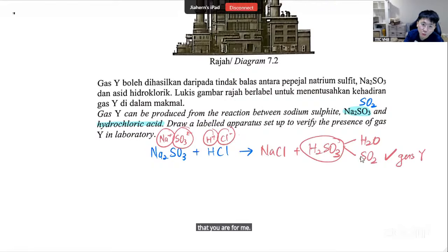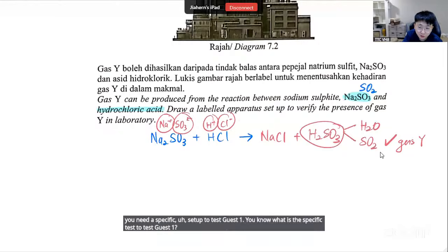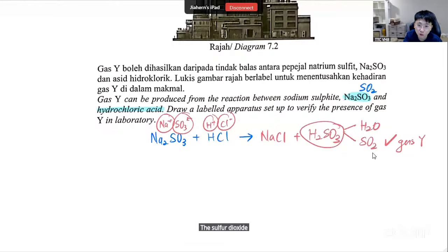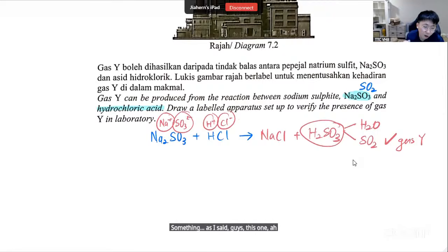So if you want to test gas Y, you need a specific setup. Do you know what the specific test for gas Y, sulfur dioxide, is? For those who forgot your gas test for sulfur dioxide, you are supposed to use an oxidizing agent. As I said, a lot of people never revise this. It's actually in our book.